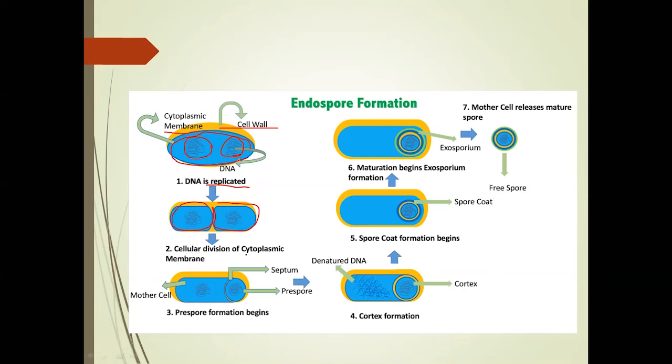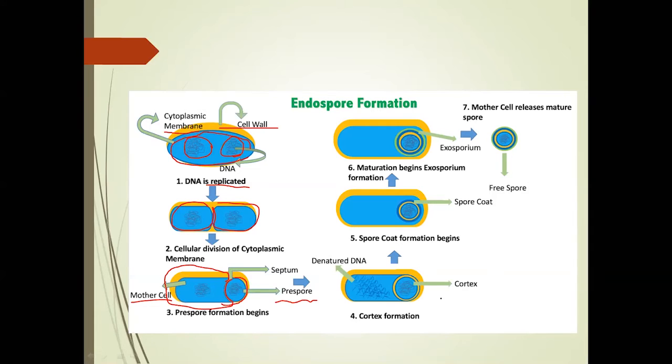But later on, they form a different shape. One is bigger; that we call the mother cell. Another one is smaller, and this one will later on form the spore. We call it the forespore.